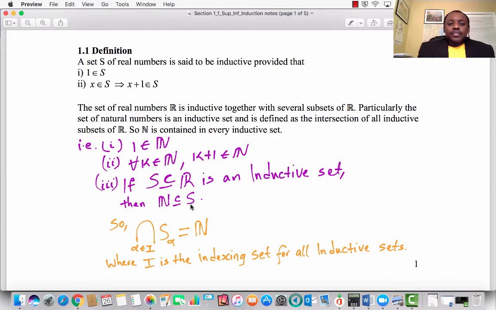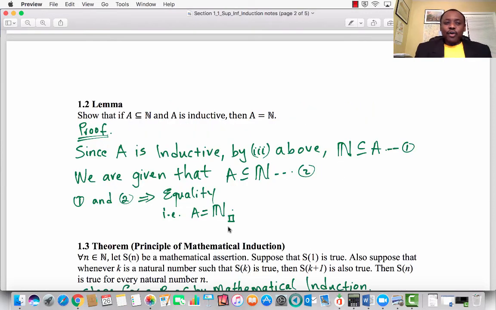That is interesting. So if I were to index all the inductive subsets of R, and I is the indexing set, then the intersection of S alpha, where alpha is an element in I, is simply the set of natural numbers. So as infinite as the set of natural numbers is, it is the smallest inductive subset of R. That's interesting. Mind-boggling. Now let's move on to 1.2 and take a lemma.